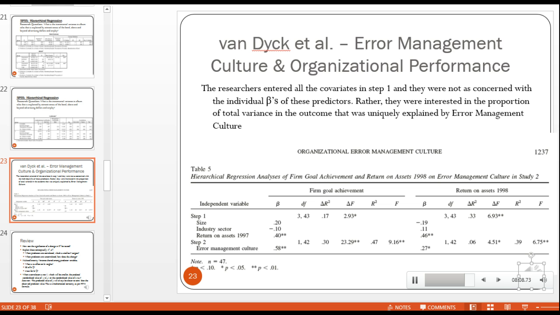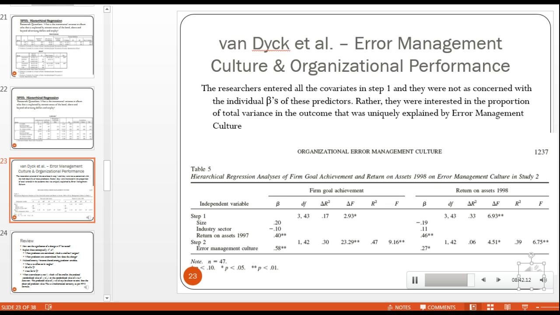And so we have the change in F, which is not always reported in every table and every study either, but these authors chose to include it. And then we have the final R squared, which is 0.47. Notice that that is just the change in R squared added together. So we have 0.17 in block 1, 0.30 in block 2, and add them together, and that's 0.47. And so that's a really big effect size, actually. 47%, wow. For firm goal achievement, that's pretty cool. And of course, that's significant.